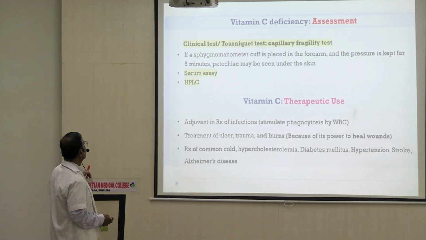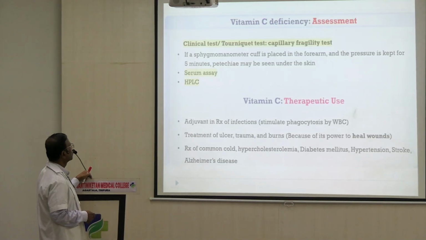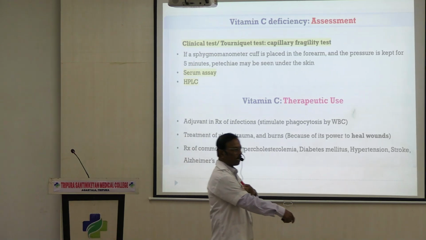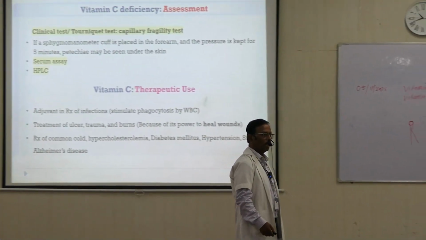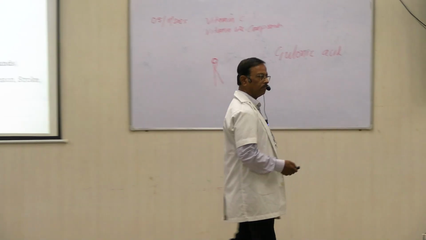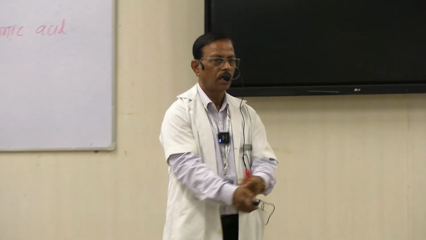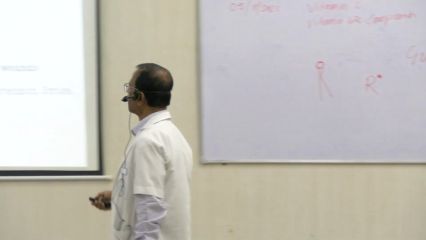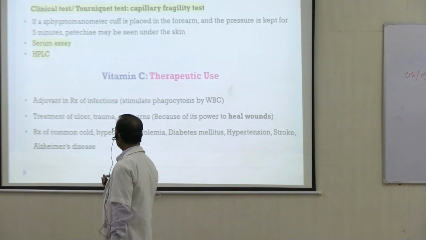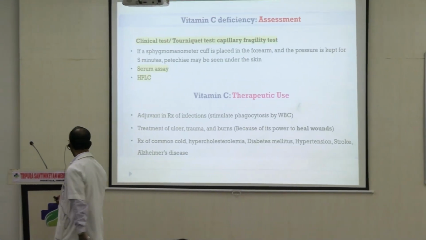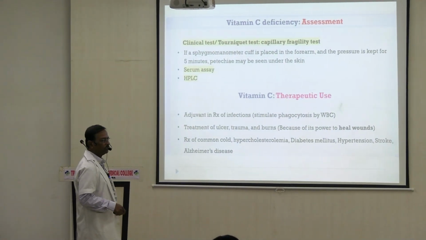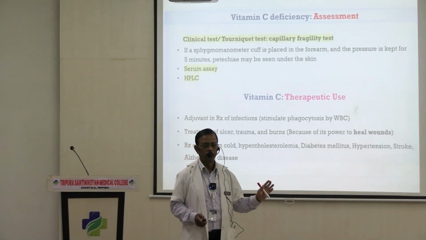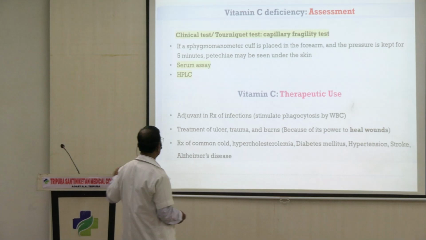Assessment is done by the clinical tourniquet test. If you apply the blood pressure cuff on the arm and raise the pressure and keep for some time, there will be petechial hemorrhage in the skin. That is the capillary fragility test. Then serum assay can be done. Then high performance liquid chromatography can be done. By this, the amount of vitamin C is estimated.